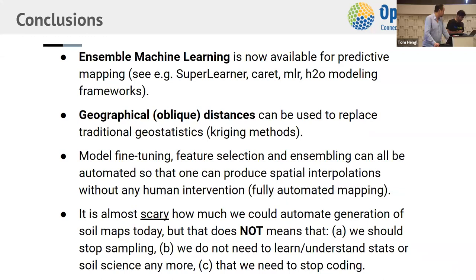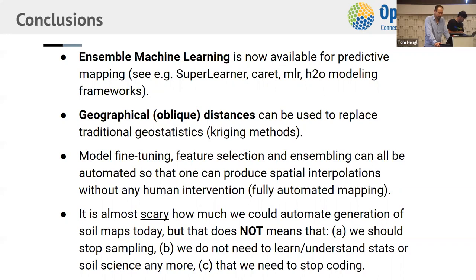Then these geographical oblique distances can be used to incorporate the spatial dependence. In a way, you don't need to do kriging anymore. Then there are fine-tuning, feature selection, and assembling. These three steps I do in every project. It can be fully automated. It's really scary how much you could automate the whole process if you connect the right functionality in R today.